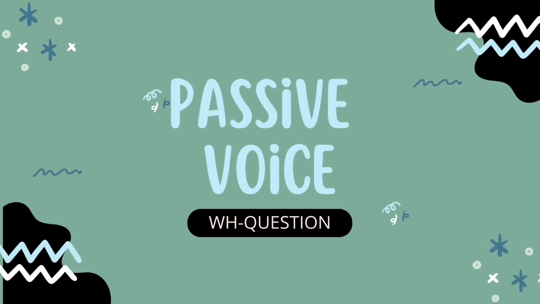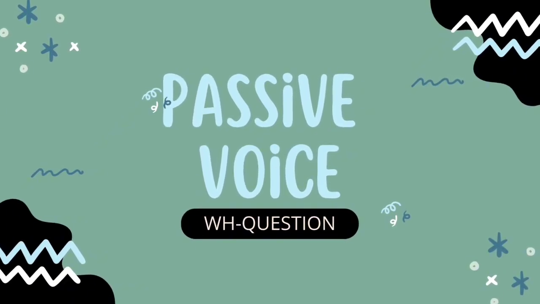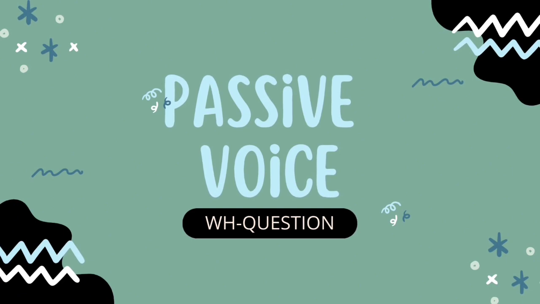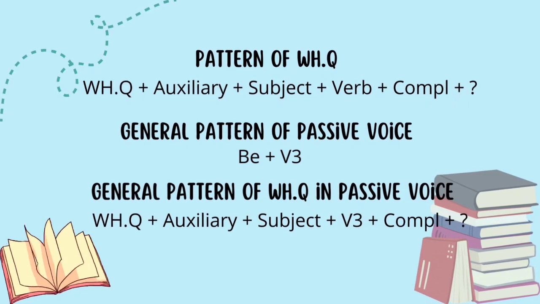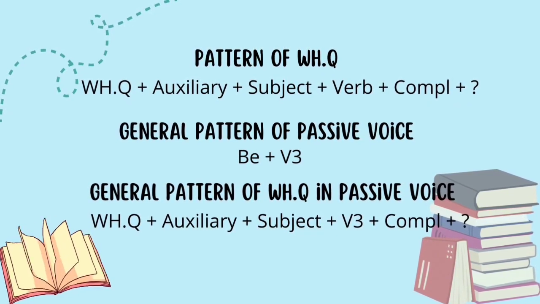As we have known together, passive voice is a grammatical construction in which the subject of a sentence receives the action of the verb rather than performing the action itself. In passive voice, the object of the action becomes the subject of the sentence, and the agent, the entity performing the action, is often either omitted or placed in a prepositional phrase, that is, by agent. In this video, we are going to learn how to use passive voice in what-how questions.